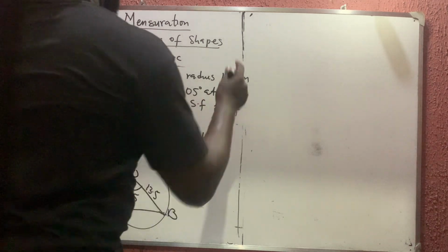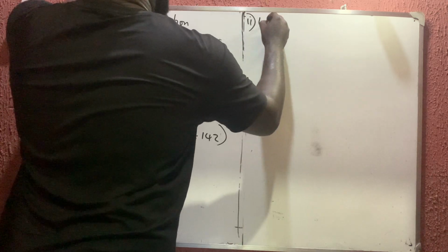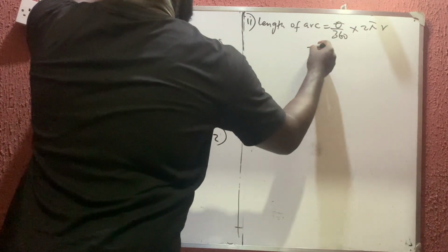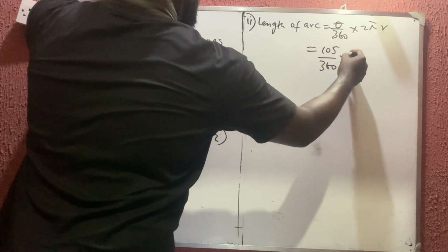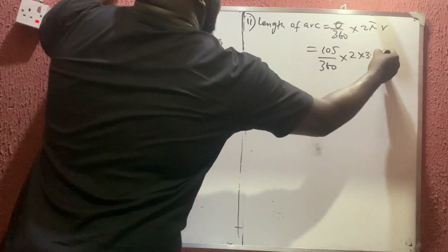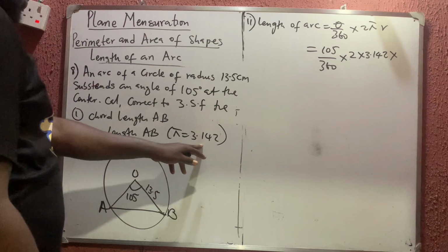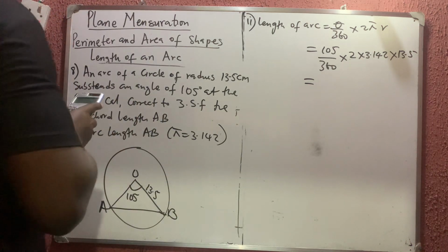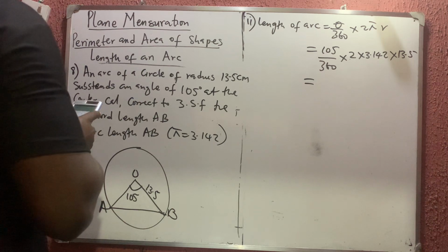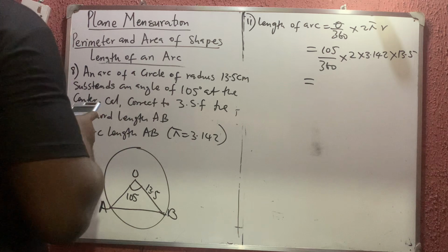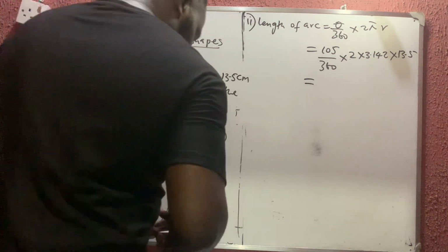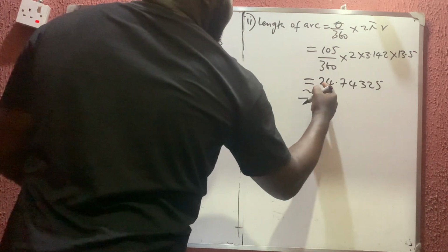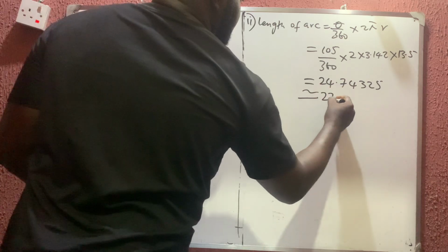Let's start with the length of the arc, that is (ii). The length of an arc, that we know: length of arc is theta over 360 times 2 pi r, right? Which is 105 over 360 times 2 times 3.142 times 13.5. Notice that I use 3.142 because that is what they say we should use. If you do that, you get 24.74325. Approximating to three significant figures, that is 24.7.